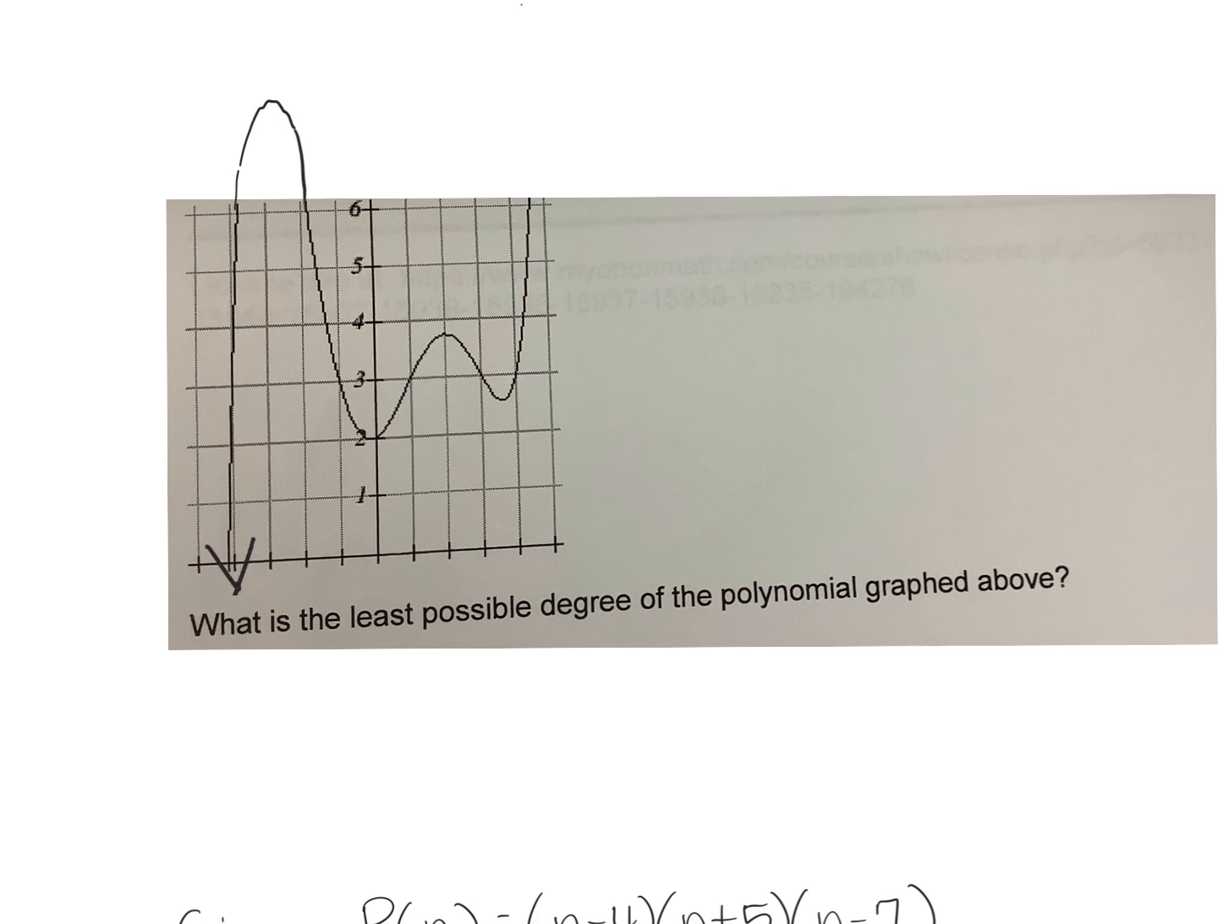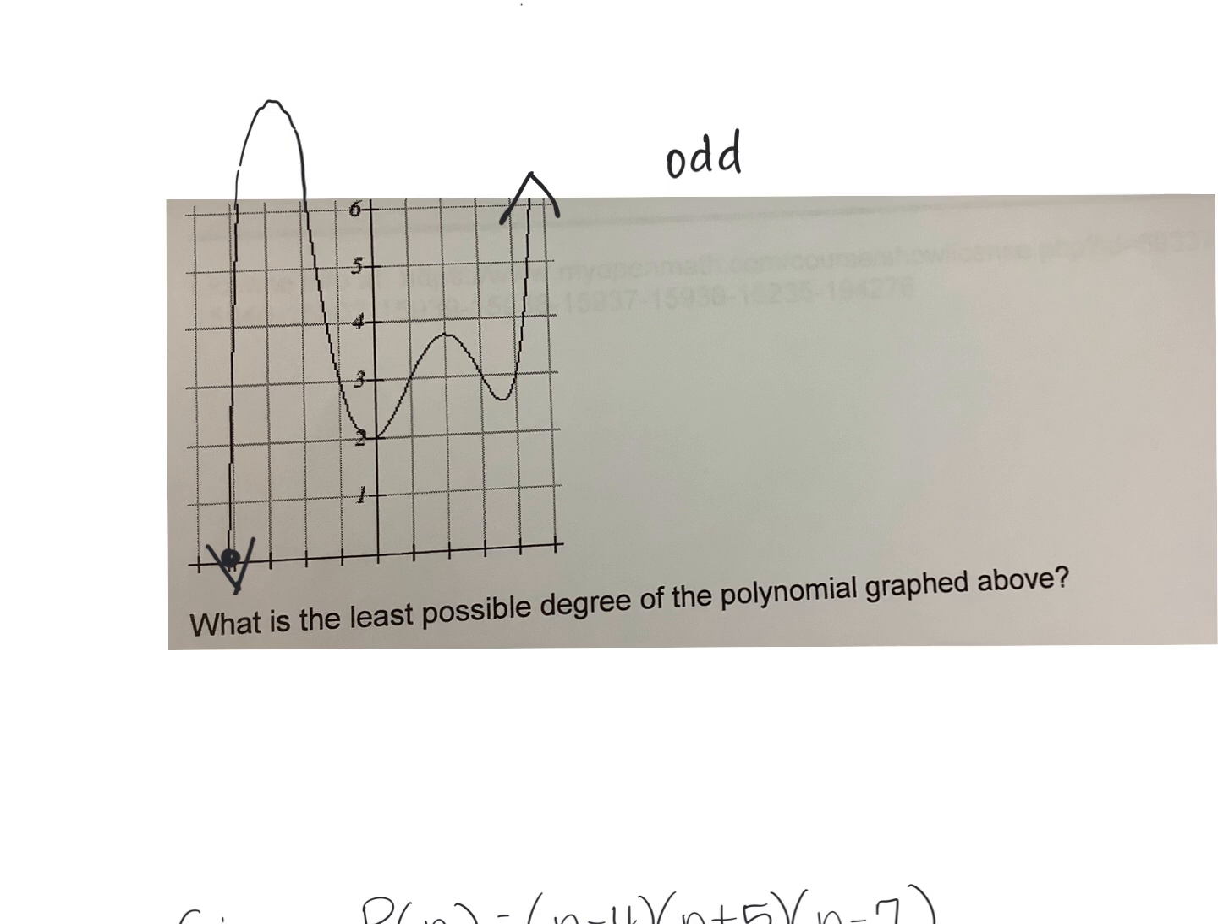Now, this is going in this direction, this is going in this direction. So right there, I know that this is an odd degree because they are not going in the same direction. Now, as far as looking at your x-intercepts, I can only see one right here, but I know this is not a first degree because it's not a line.